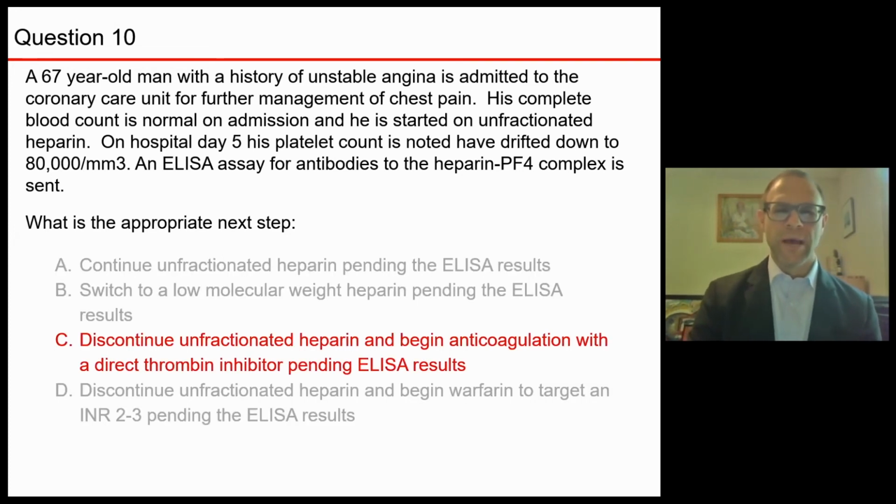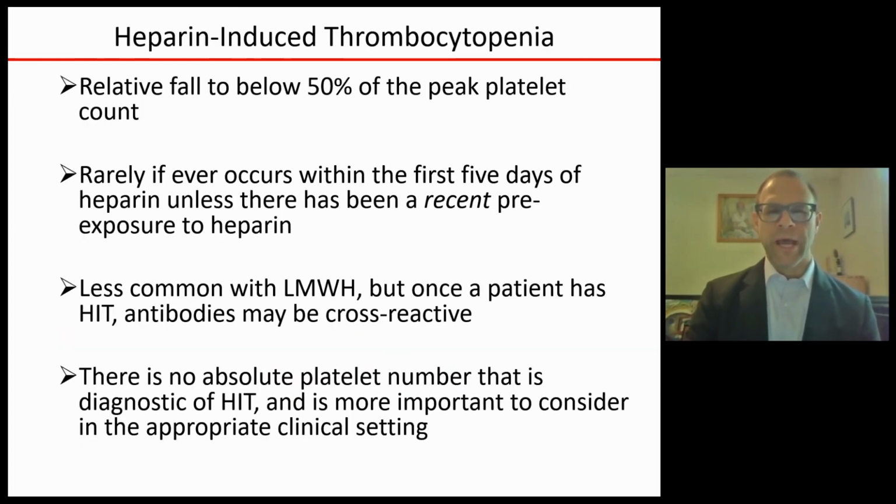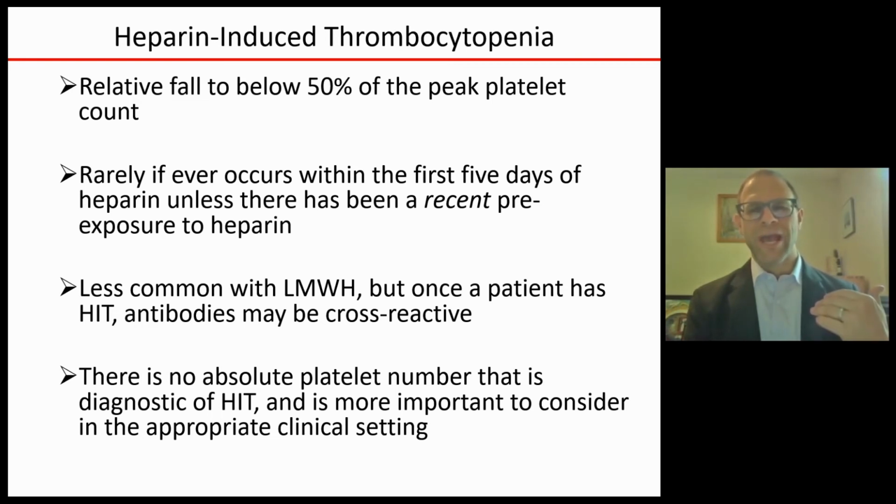The answer is to stop the heparin and start a DTI, direct thrombin inhibitor. That's argatroban or bivalirudin. So with HIT, the platelets are often falling, and we use what's called a 4T score to assess the pre-test probability of somebody having HIT. When that 4T score is elevated, then we assume that they have HIT pending the test results. And critically, we act on it. We don't wait because we don't want blood clots to form.